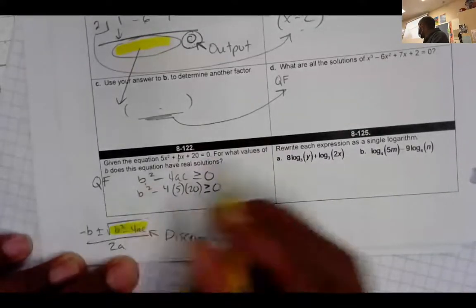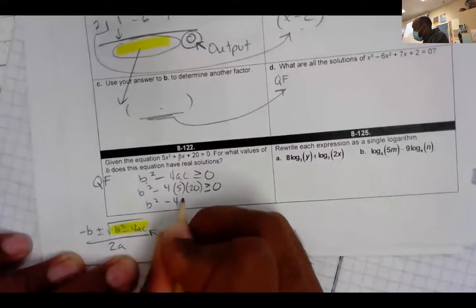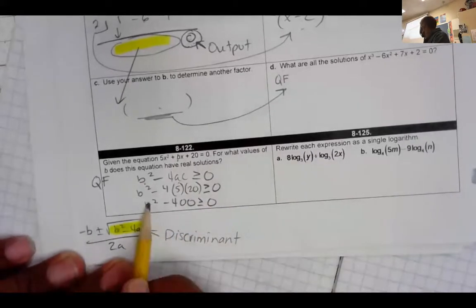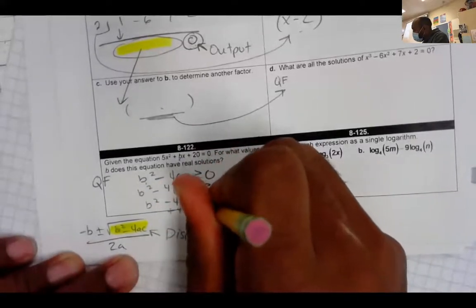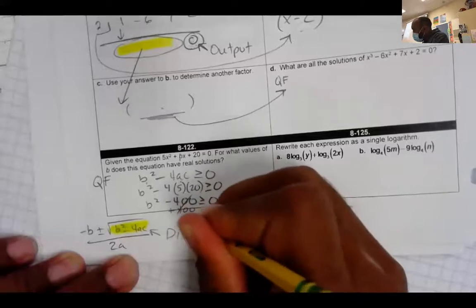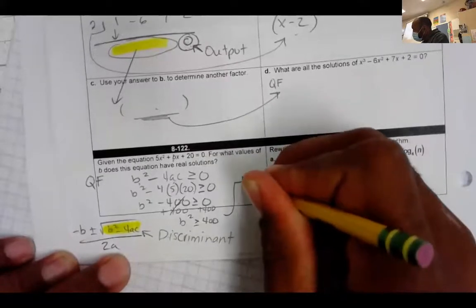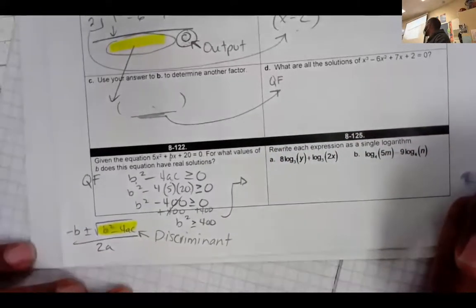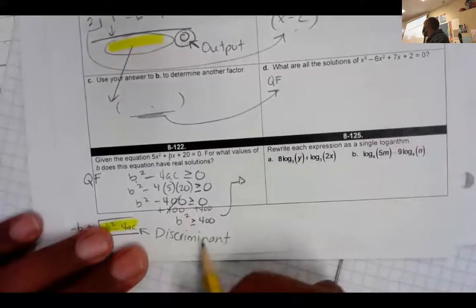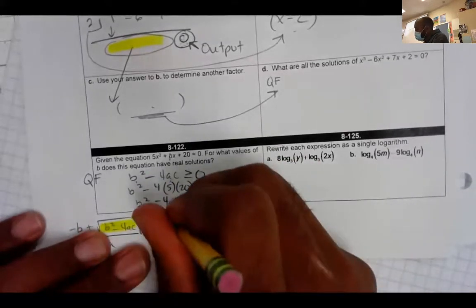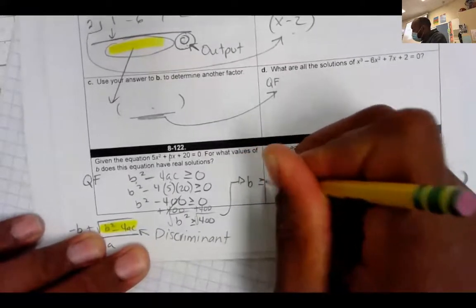So now I'm just going to work this out. 4 times 5 is 20, times 20 is 400. Now we're solving for B. So I'm going to add 400 to both sides. So I get B squared is greater than or equal to 400. Now, when you are working with square roots and inequalities, the next step is to square root, right? So I get B is greater than 20.